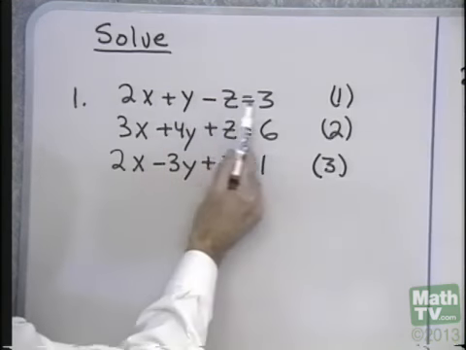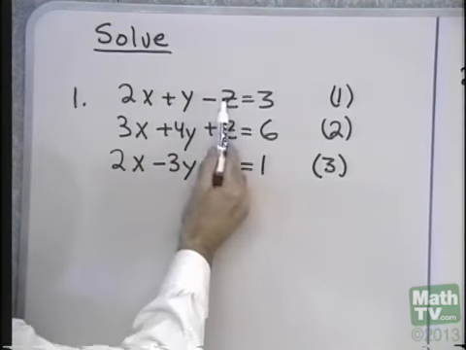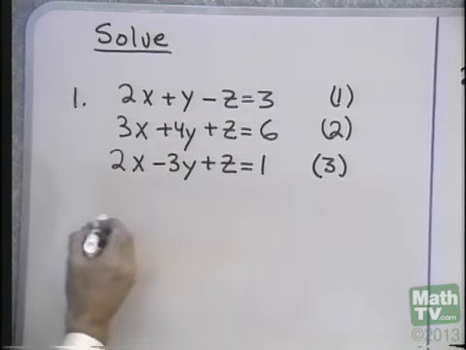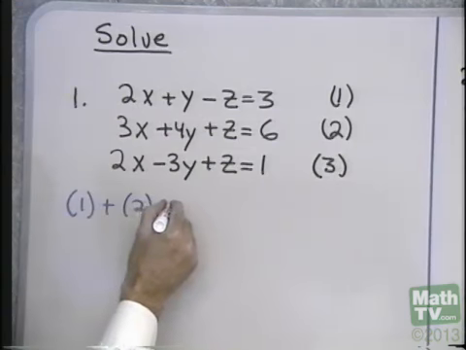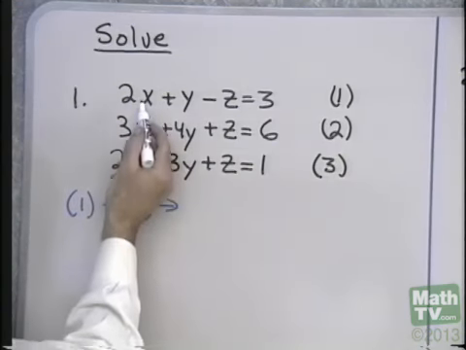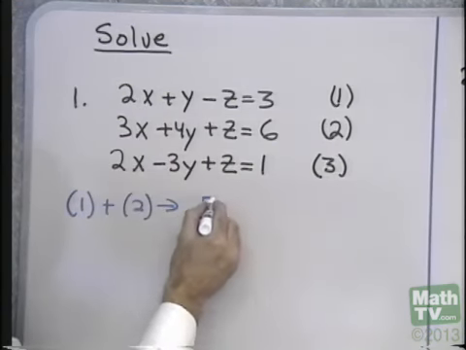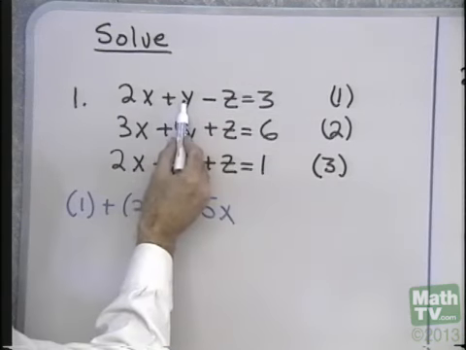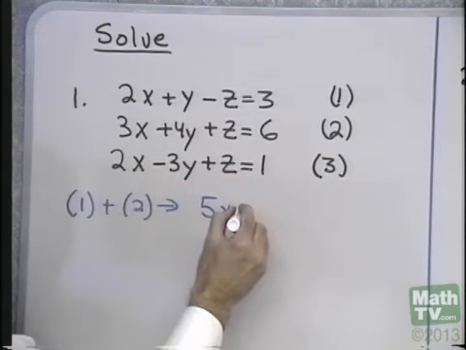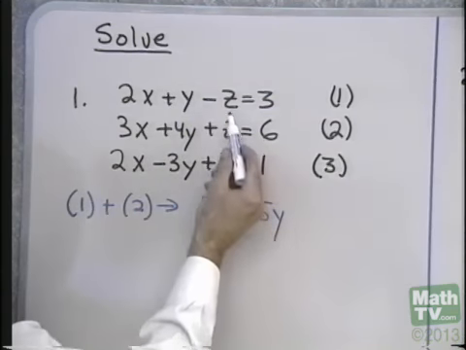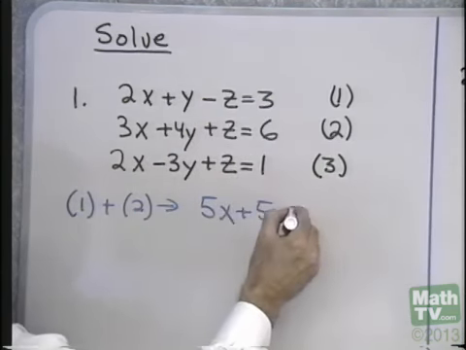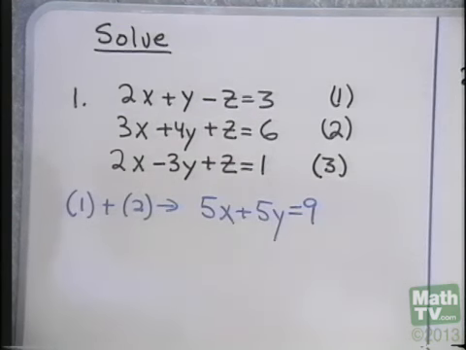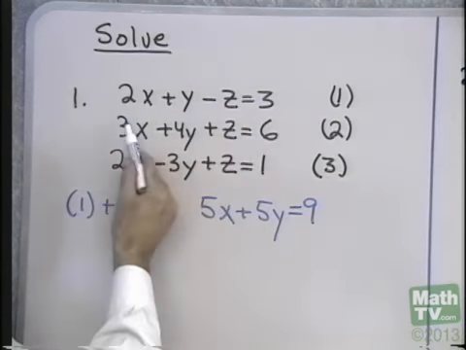Notice that if I add equation 1 and equation 2, my variable z will be eliminated. So I'm going to say 1 plus 2, and then I'll show you what I get. 2x plus 3x is 5x. 1y plus 4y is 5y. Negative z plus positive z is 0, and 3 plus 6 is 9. Now I've eliminated z from this pair of equations.